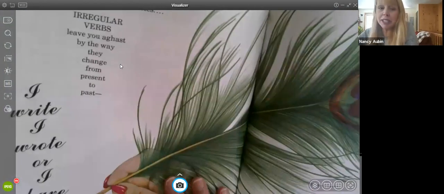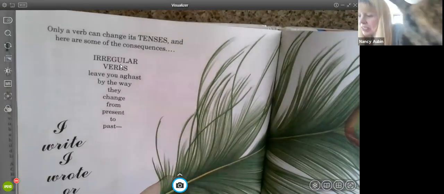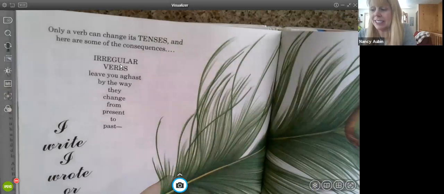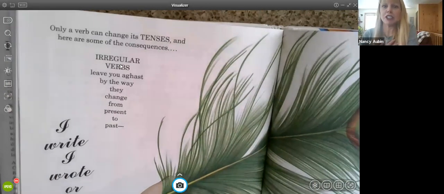Only a verb can change its tenses, and here are some of the consequences. Irregular verbs leave you aghast. Everyone show me aghast, like you're shocked.